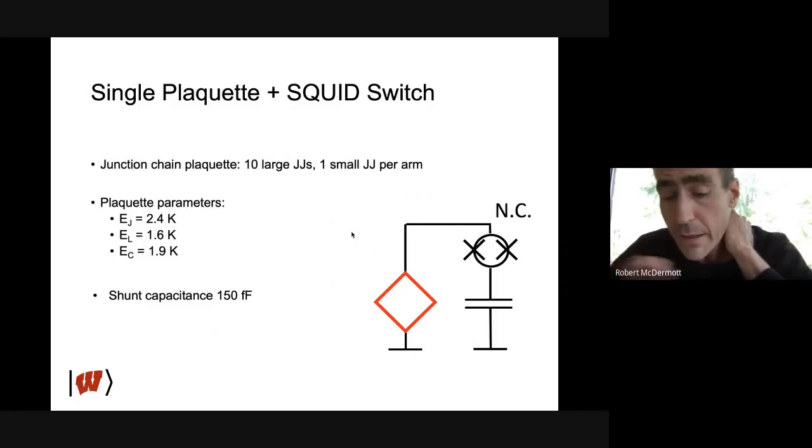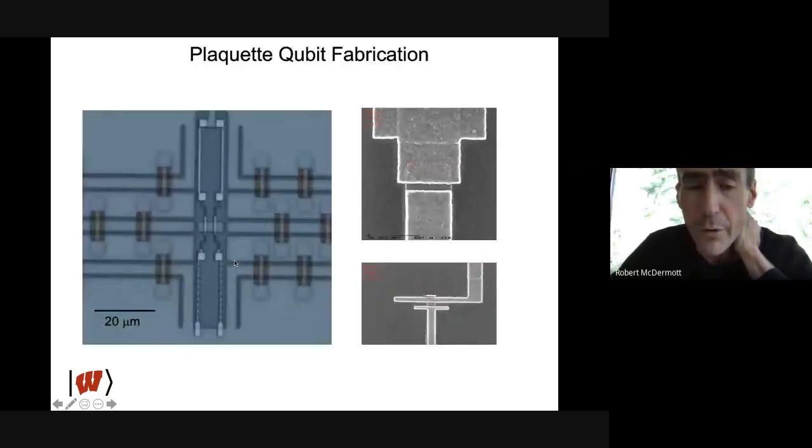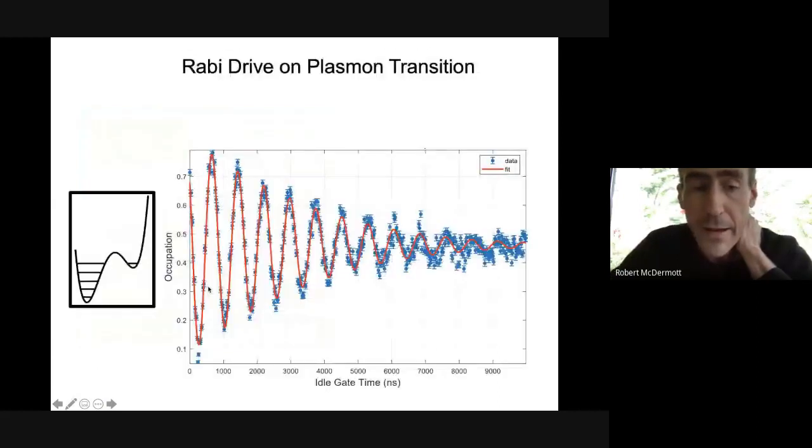So in the remaining few minutes, I'll say a little bit about some experiments that we've done at Wisconsin. Here we're working with a slightly different circuit that just has a single plaquette element, but we do have this tunable capacitive shunt that's connected through a squid switch that we can modulate. So this is how the device looks. Again, we're implementing the plaquette using a junction chain for the inductance. And okay, we can operate this as a microwave mode, and we have coherence times of order microseconds.